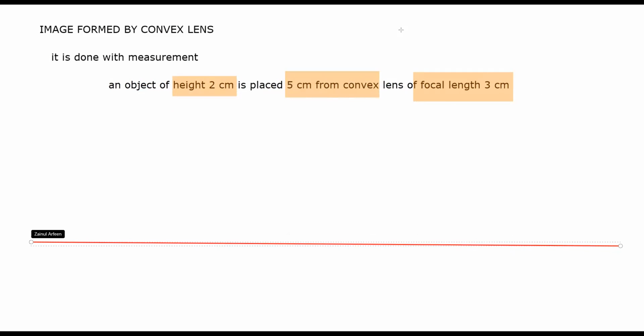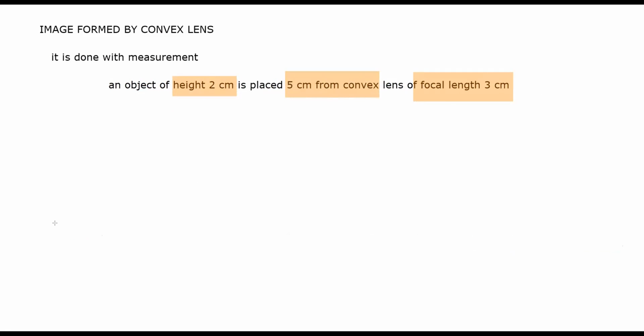So first do one thing, draw a horizontal line. It's a longer line. You don't have to mention any length here, just draw as long as you can. And mark the center of this. Actually, this is the position of the lens. Mark the center as O or optical center. First do this thing.